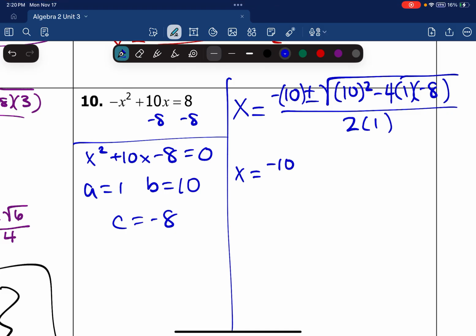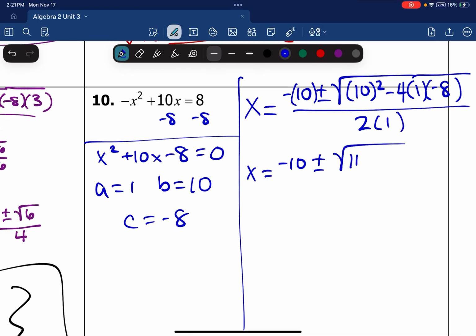Okay, negative 10 plus or minus 100 minus 100 plus... A is negative 1. I almost made a mistake. A is negative 1, so it's a minus 32 all over negative 2.